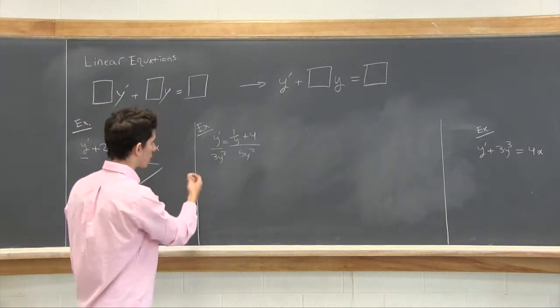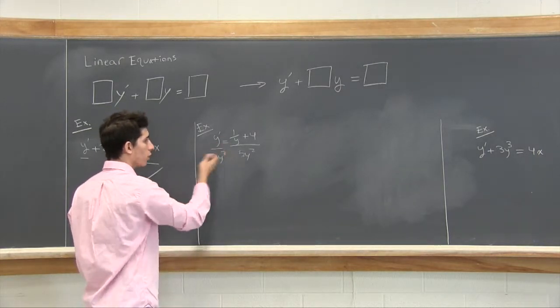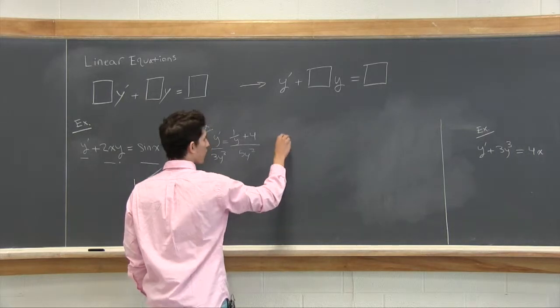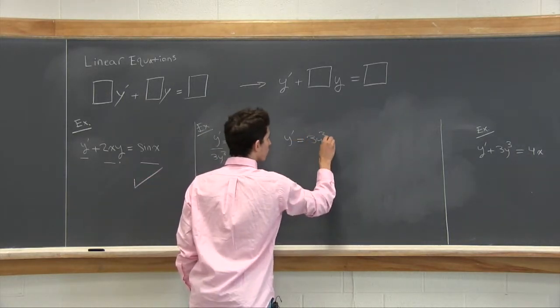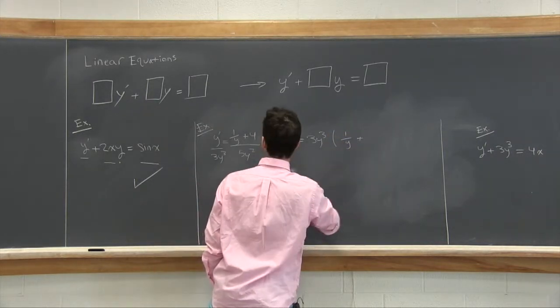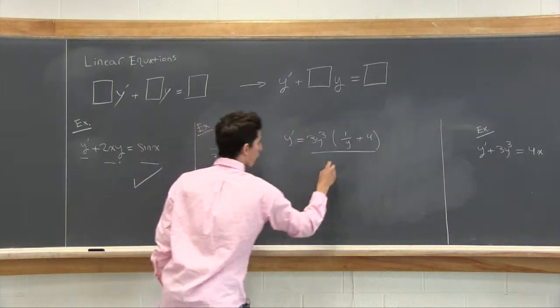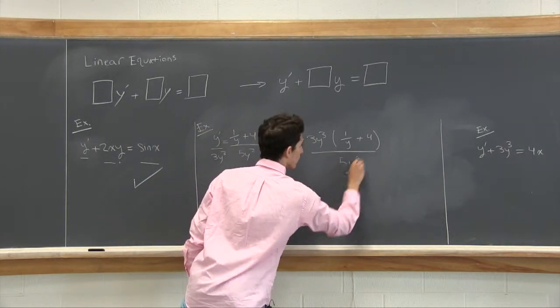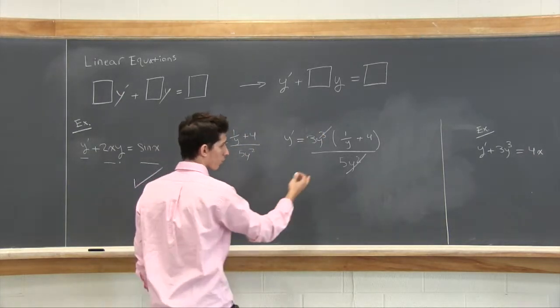So let's go ahead and get rid of these denominators. I'm going to multiply both sides by 3y to the third. So I'm going to get y prime is equal to 3y to the third, and then this guy, 1 over y plus 4, all over 5y squared. Now this guy goes with him. Now I've got a 3y over 5.